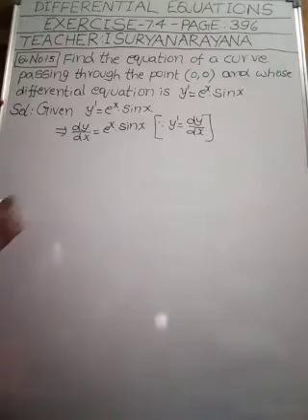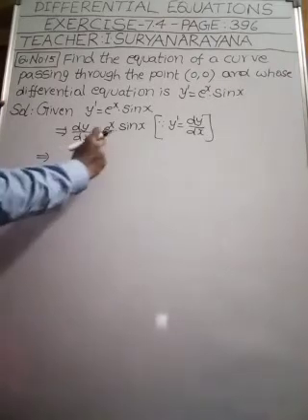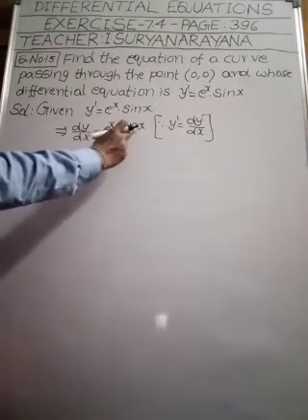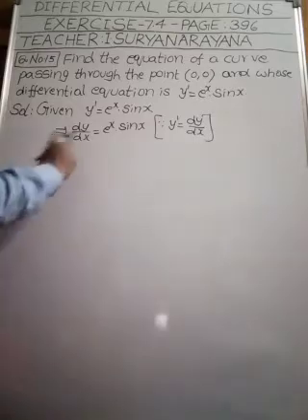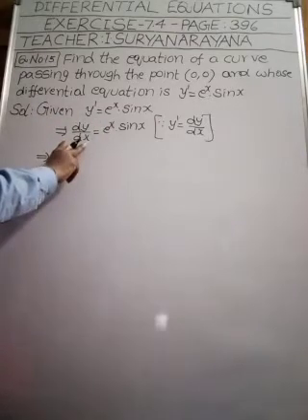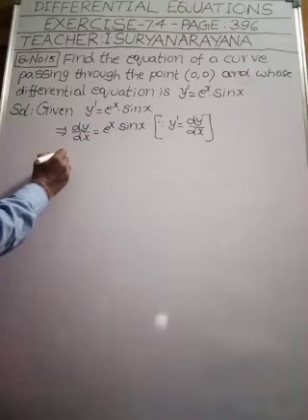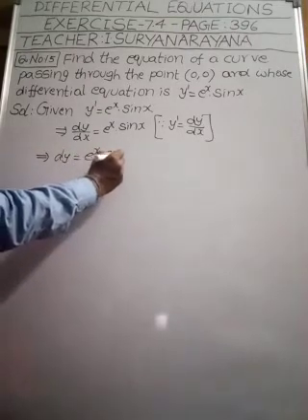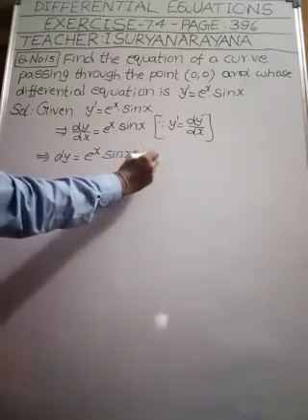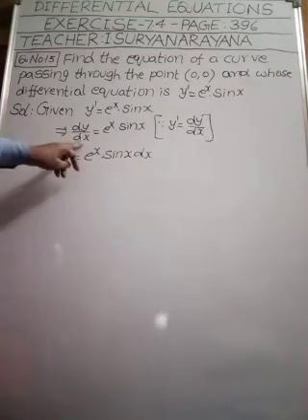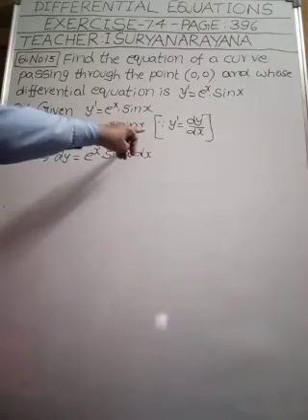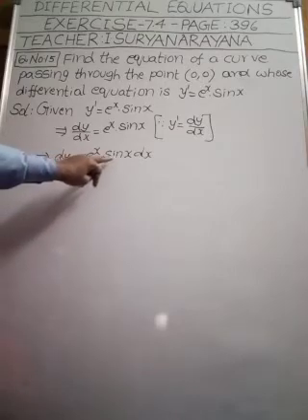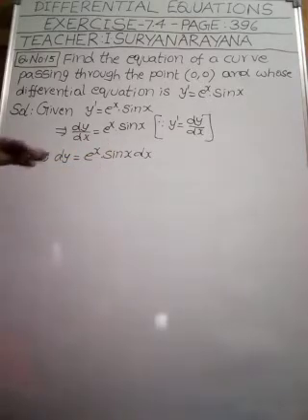Here, this entire function is in the variable x. There is no function in the variable y. So let us separate the variables. Let us transpose dx to the RHS. Then what will you get? dy is equal to e power x into sin x dx. Understood this step, my children? I have transposed dx to the RHS, so it becomes into dx. So dy is equal to e power x into sin x dx.